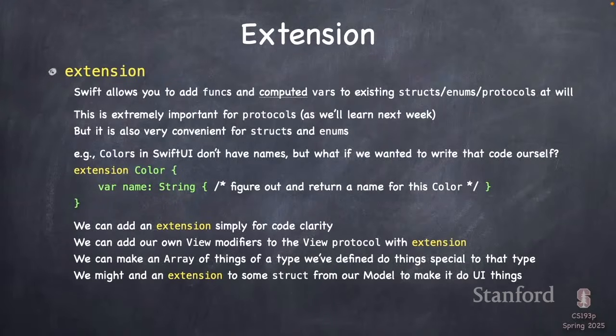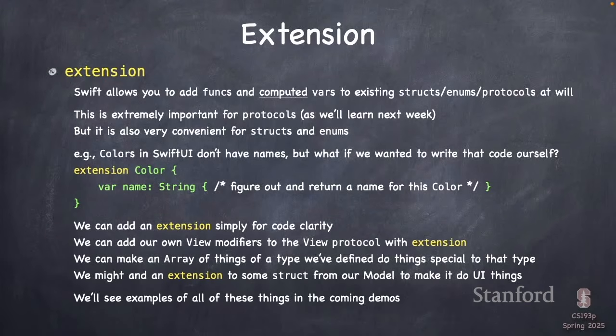Because remember I said the model and the UI are separated. The model is totally UI independent. So if we needed a var or a func in our model that was a UI thing, we can add it via an extension in our UI. The fact that we're adding the code in our UI makes it UI code, even though we're adding it to a struct that's part of our model. And we'll see an example of doing all these things with extension down the road.